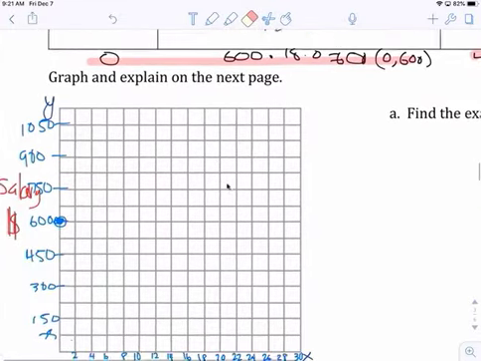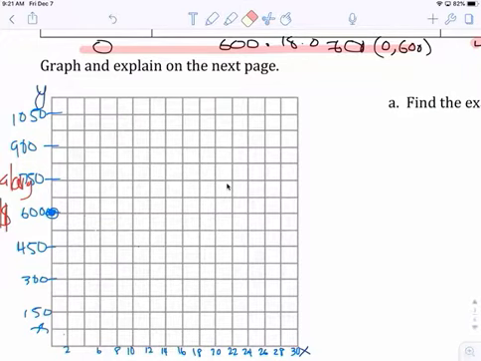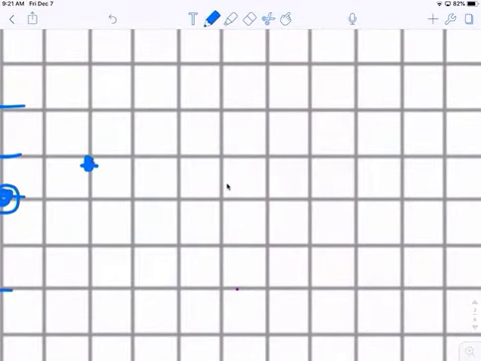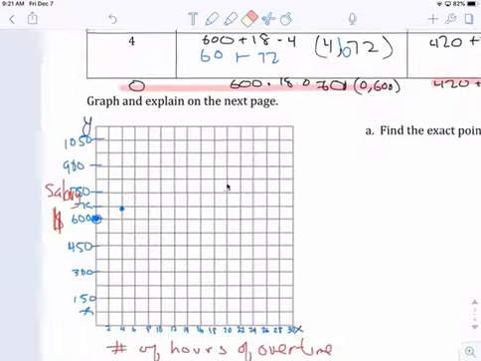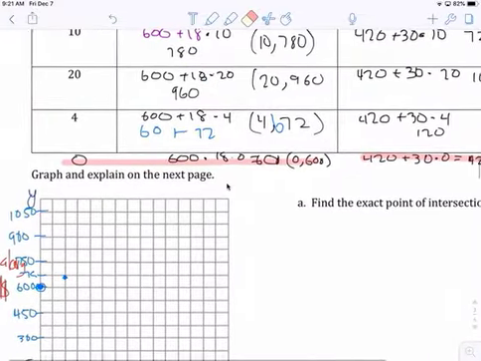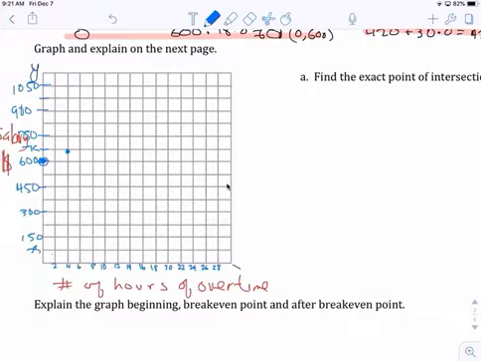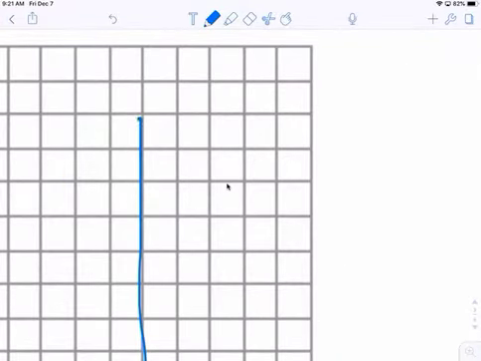4 is 672. This is 675. So 672 is right below it, pretty close to it. Okay, and then 20 is 960. Oops, keep going. 960, that's 975. So 20 is close to 975 without touching it.